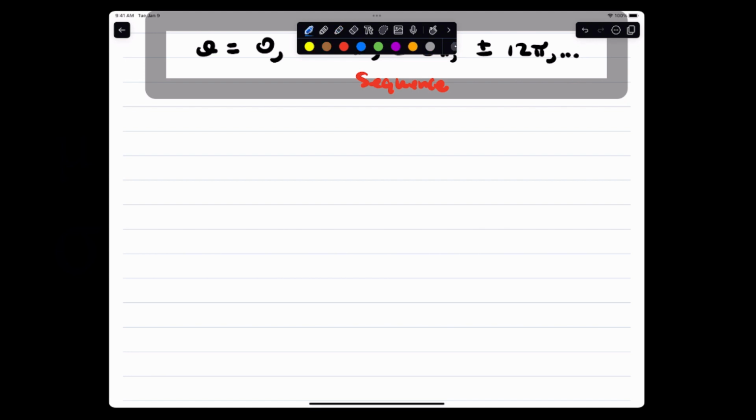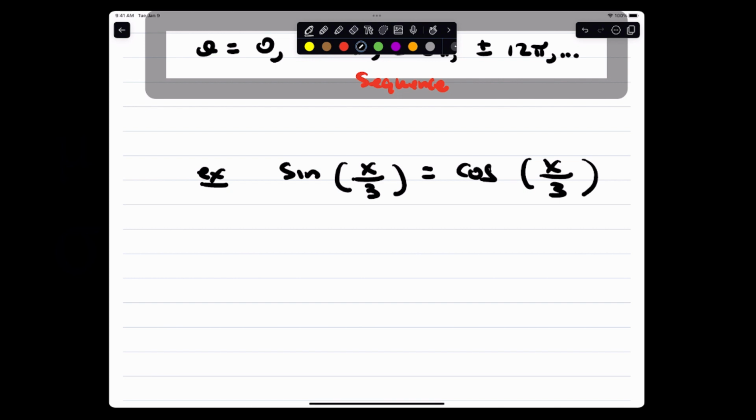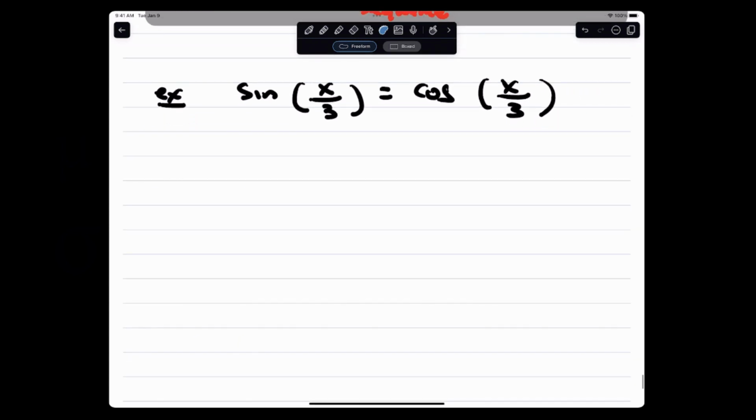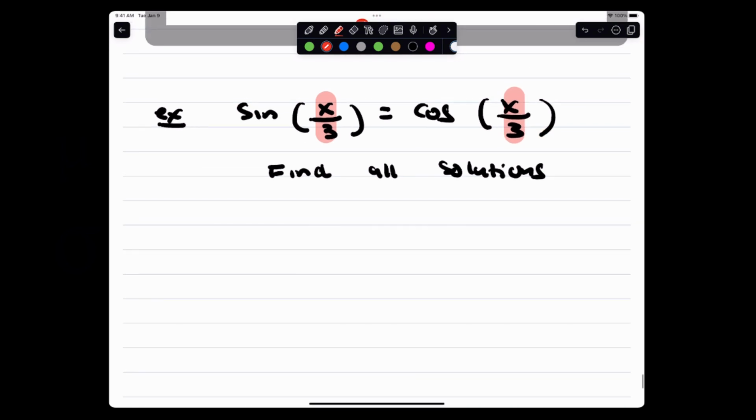Okay, give you another example here. Sine of x over 3 equals cosine of x over 3. And this is again find all solutions. So you may notice already from the beginning, wait a minute, x over 3, x over 3. You're going to let that be T. Wherever you see the x over 3, you're going to switch that to T from the beginning.